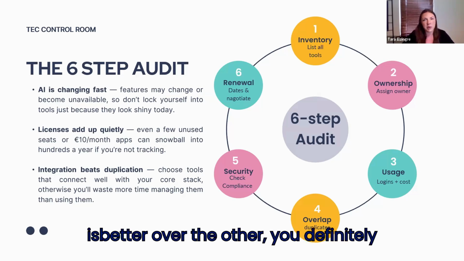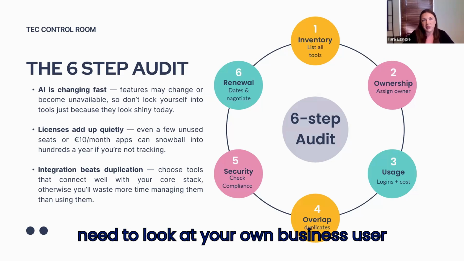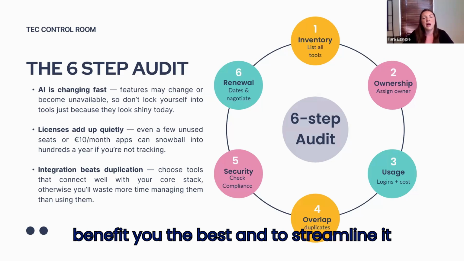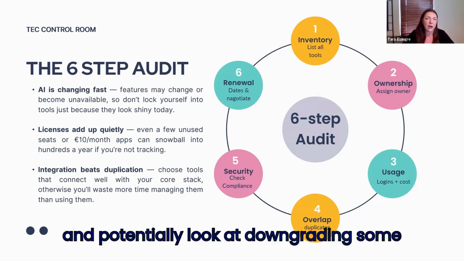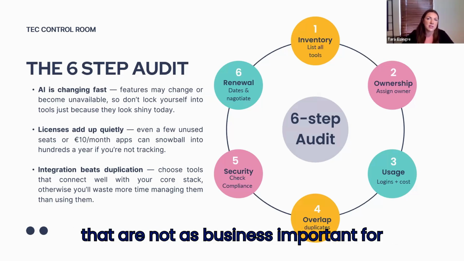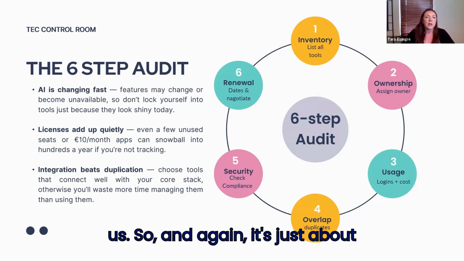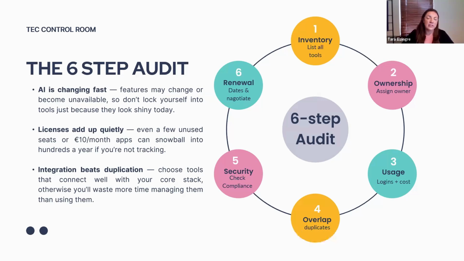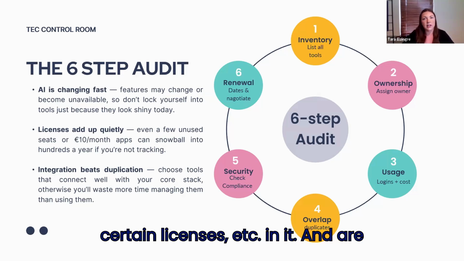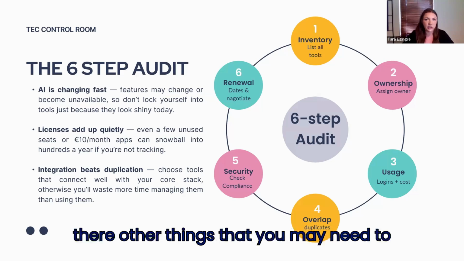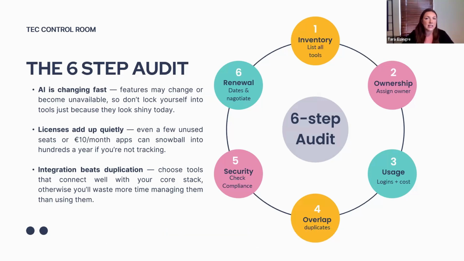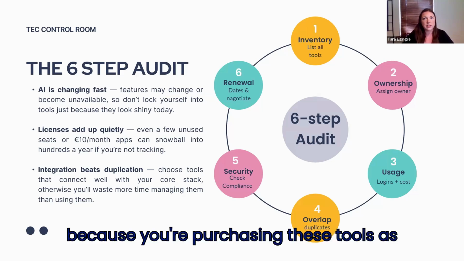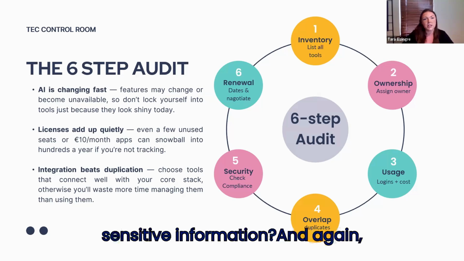So it's not to say that one is better than the other. You definitely need to look at your own business use case and see where this may actually benefit you the best, and to streamline it and potentially look at downgrading some that are not as business important. And again, it's about tracking what expenditure you are leaving yourself open for by having certain licenses, etc. And are there other things that you may need to add to your policies and procedures because you're purchasing these tools to handle some of your business sensitive information?